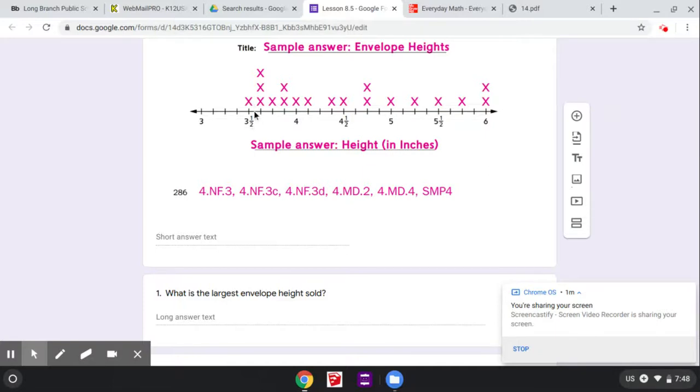So the answer for number one, oh, I'm sorry, the largest. The largest would be 6. So there were two envelopes that sold at 6 inches in height. So I'm sorry, the answer for number one is 6.